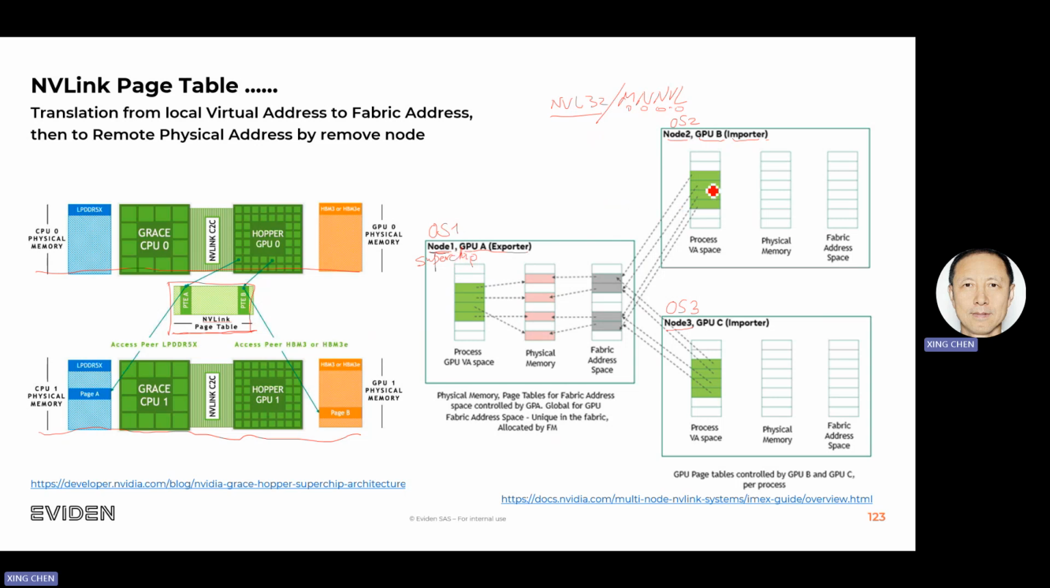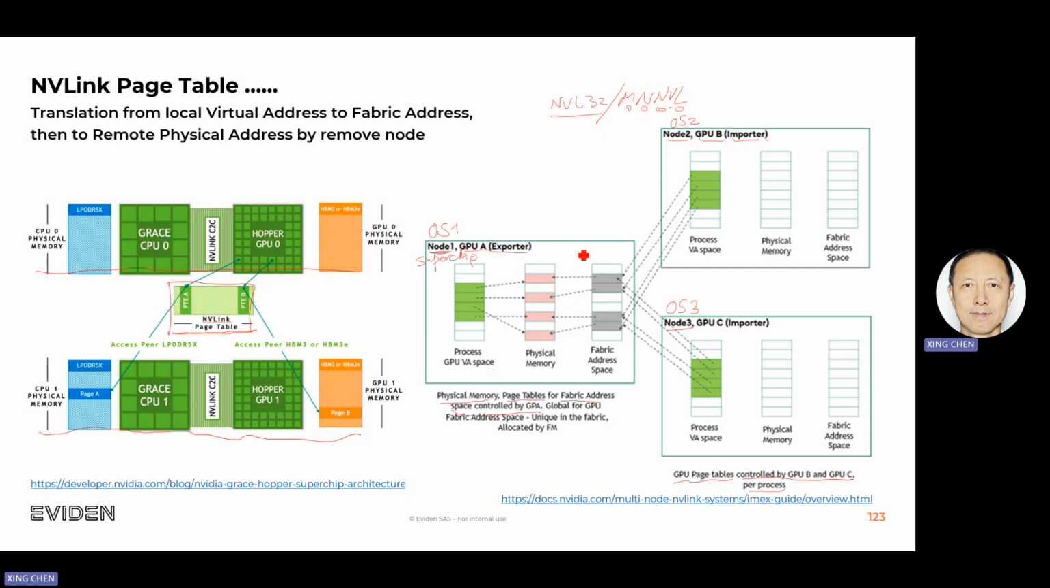So what has been shown here are only page tables. You have a page table for node 2. You have a page table for node 1. You have 3 page tables. Basically, the text is saying GPU page tables are controlled by the GPU B and C processes. That's true. That's normal. Each GPU needs to control its own page table. That's okay. And here it is saying that for node 1, GPU A's physical memory is page tables for the fabric address space controlled by GPU A. Okay.